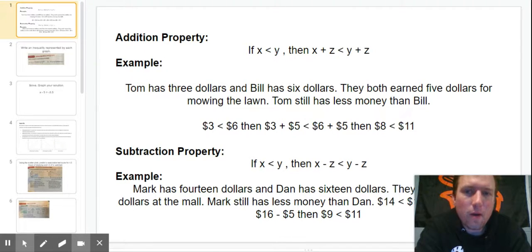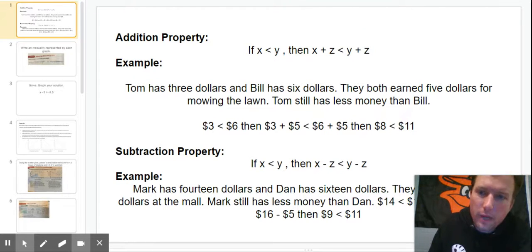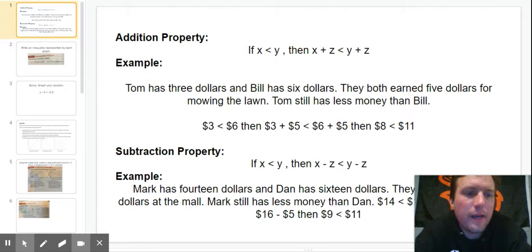So there are two different properties of inequalities that I would like to introduce to you today. We're going to be working on these properties, both the addition property and the subtraction property, today and tomorrow. And then on Thursday and Friday, we're going to do the property of multiplication and the property of division. So first, let's check out this property of addition.